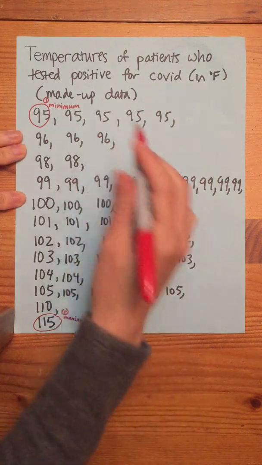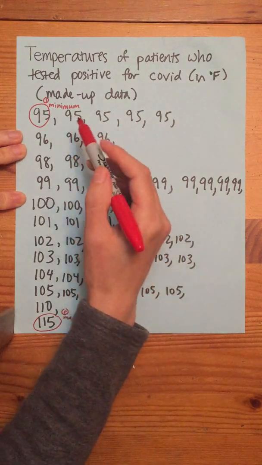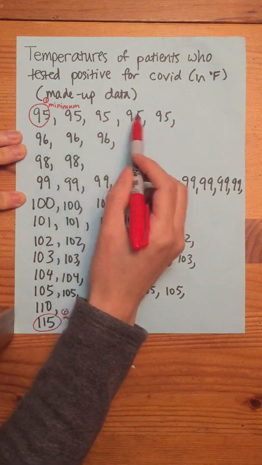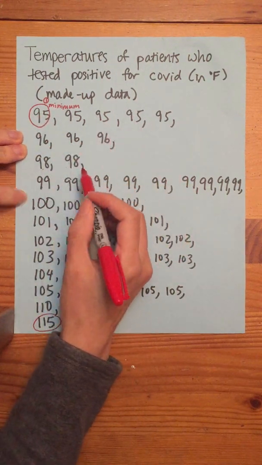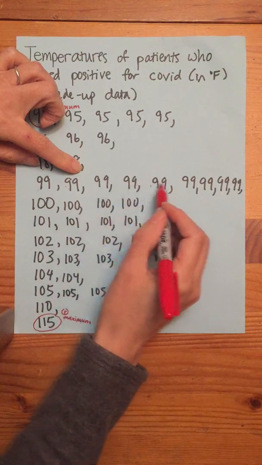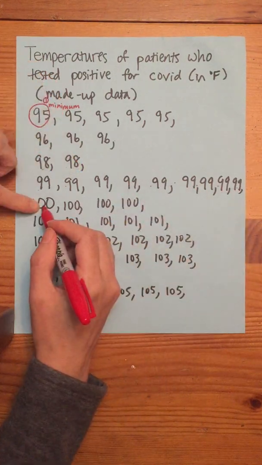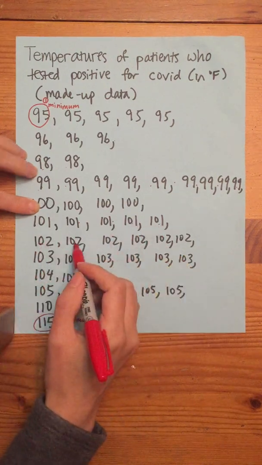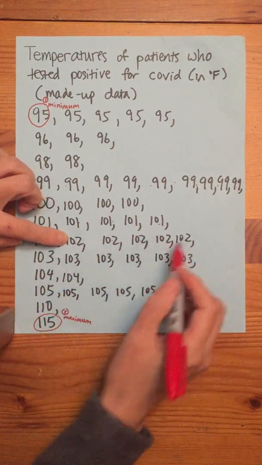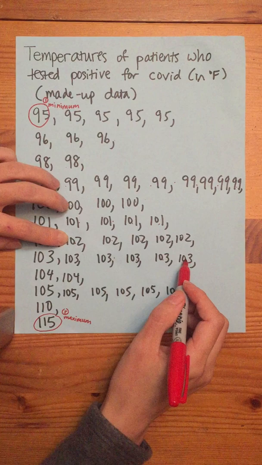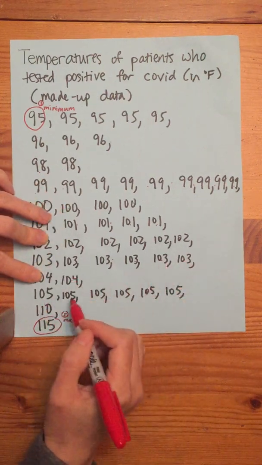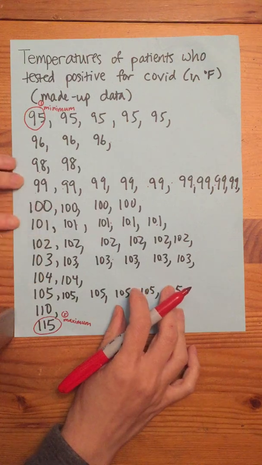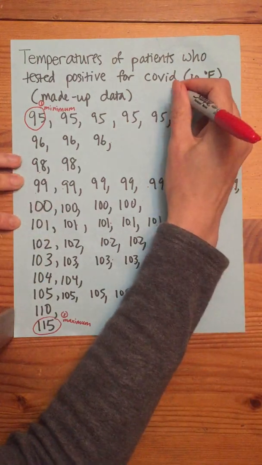So I'm going to count how many total numbers there are to find the middle number and divide by 2. So I'm going to count 1, 2, 3, 4, 5, 6, 7, 8, 9, 10, 11, 12, up through 30, 31, up through 50. So there are 50 numbers total.